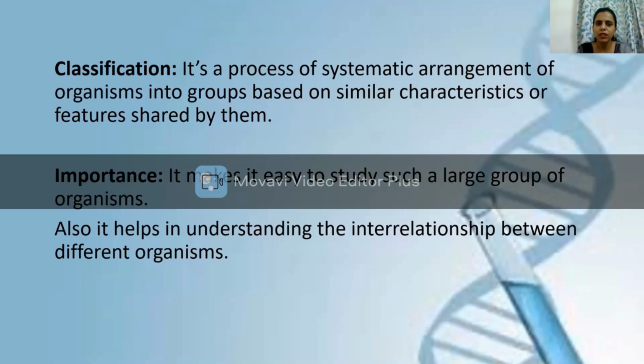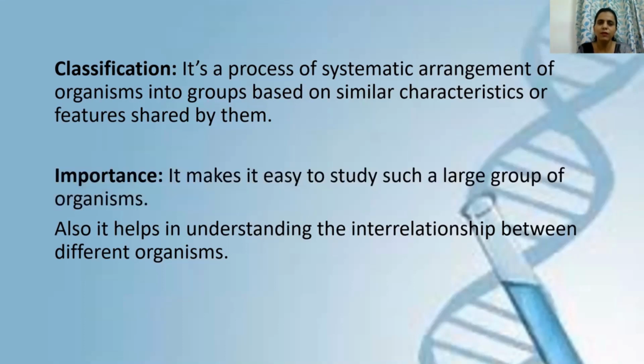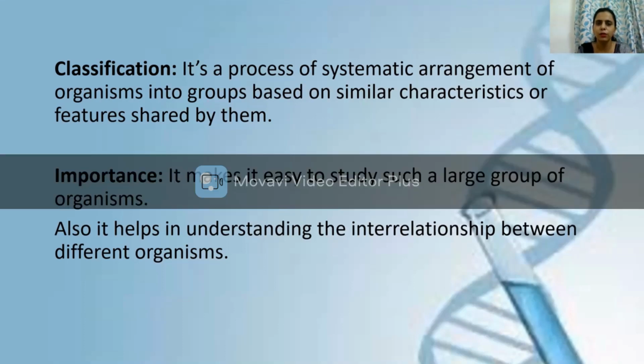Okay, so what you are doing here is you have chosen a criteria, and this criteria is based on the similar characteristics or features shared by all these balls. Okay, so similarly, based on the similar characteristics or features shared by different living organisms, scientists have placed all living organisms into different groups.